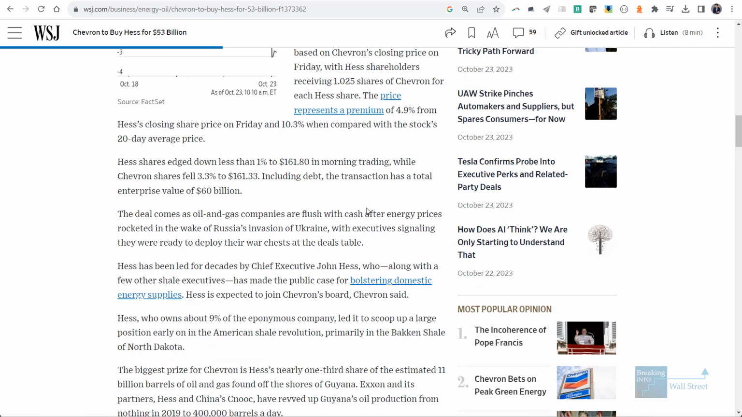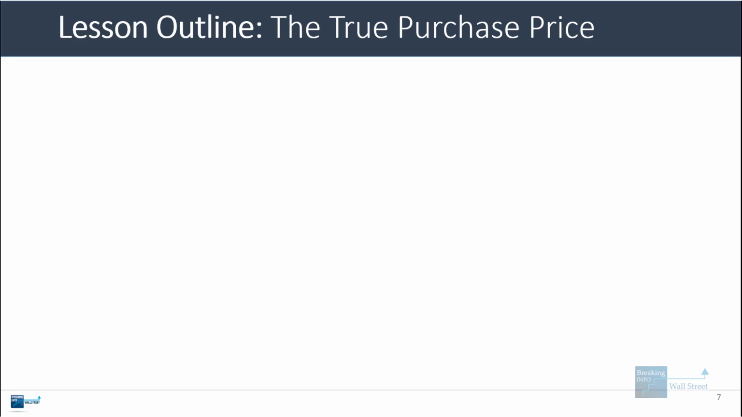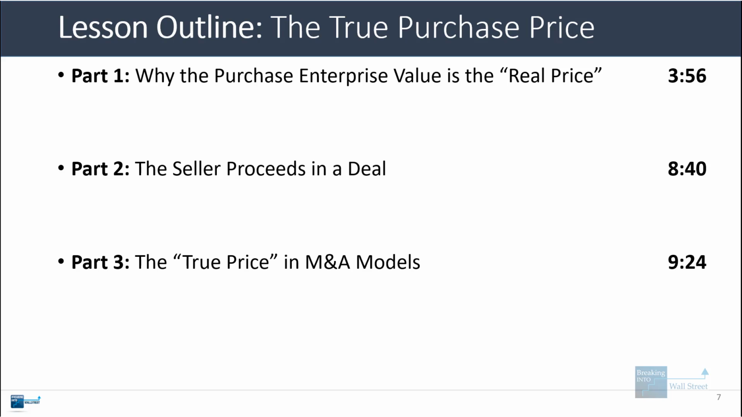However, in this case, we would definitely consider the $60 billion to be the true purchase price. So those are the basics. Now let's go into the details. I'm going to go through first why the purchase enterprise value is the real price, then we'll talk about the seller proceeds in an M&A deal, and then we'll go through the true price in M&A models.